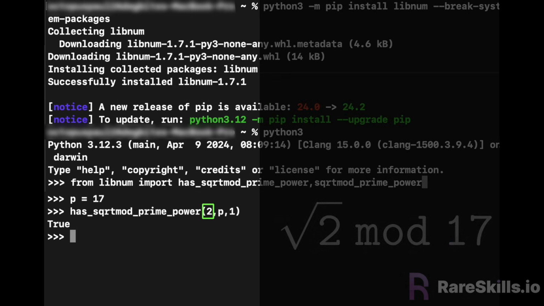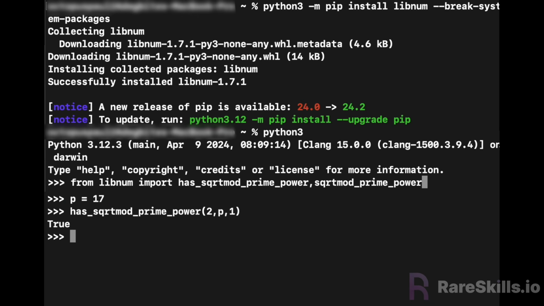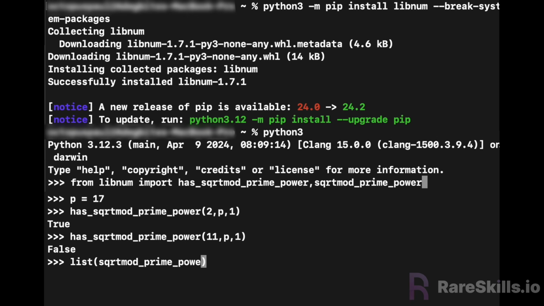Let's explain the function arguments really quickly. 2 is the number we are trying to compute the square root for, p is the modulo of the finite field, and 1 is the power we raise p to. Why we might be interested in the power of a prime number is the subject for another day. For our purposes, we always set the third argument to 1. But 11 does not have a square root modulo 17. To compute the square root, we can do the following. We can quickly verify that both of these numbers are square roots of 2 modulo 17 by squaring them modulo 17.